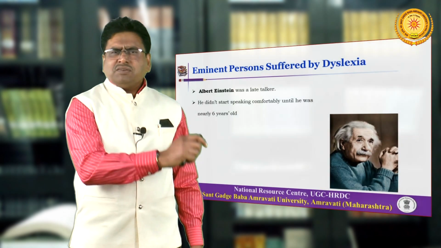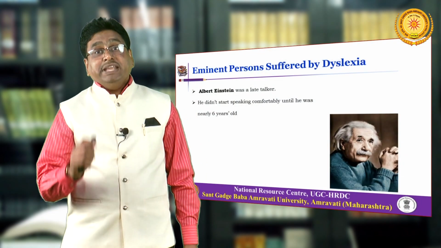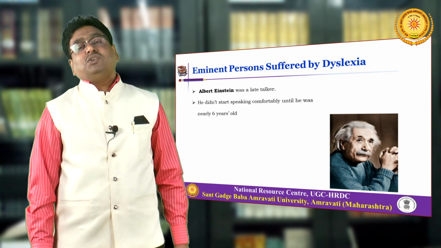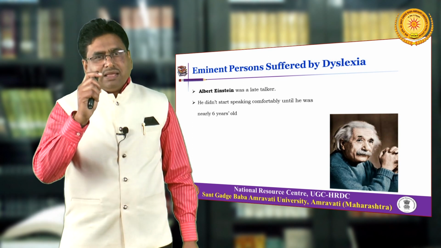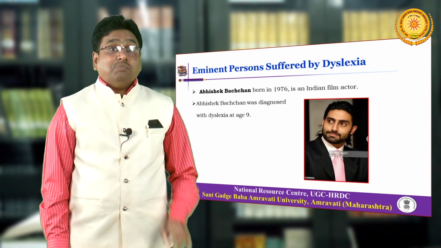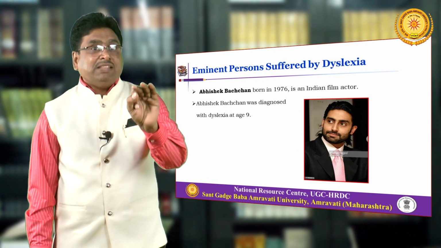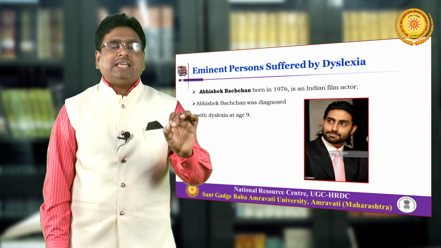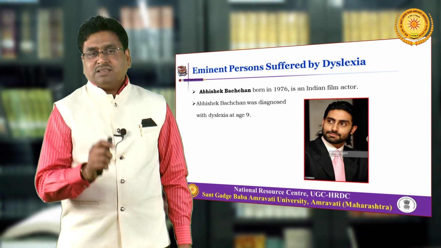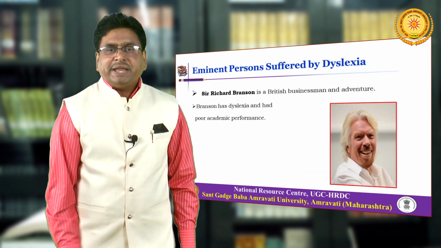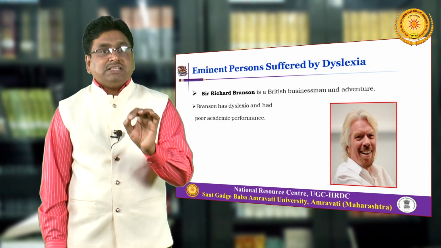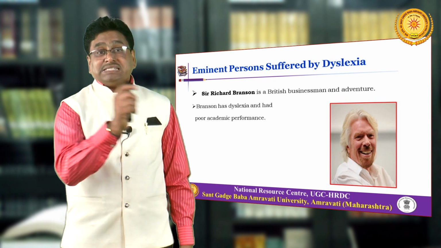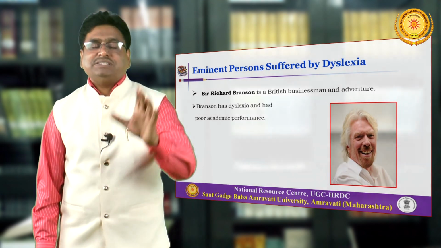Albert Einstein was a late talker. He didn't start speaking comfortably until he was nearly 6 years old. The second eminent person is Abhishek Bachchan, born in 1976, an Indian film actor. Abhishek Bachchan was diagnosed with dyslexia at the age of 9. Now, the third eminent person is Sir Richard Branson. Sir Richard Branson is a British businessman and adventurer. Branson has dyslexia and had poor academic performance.